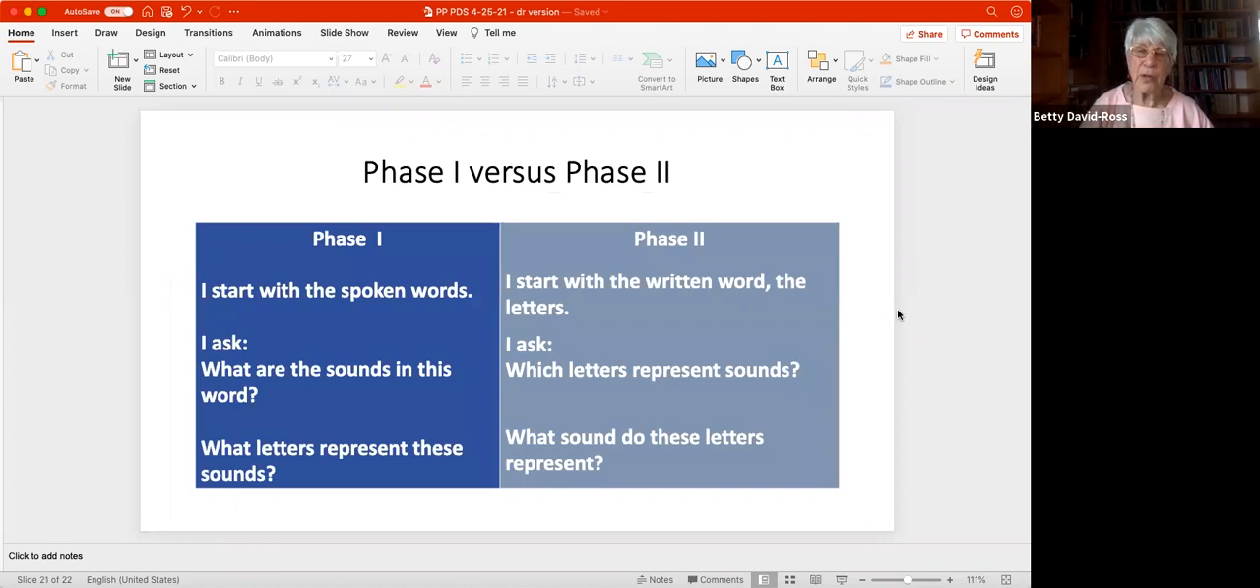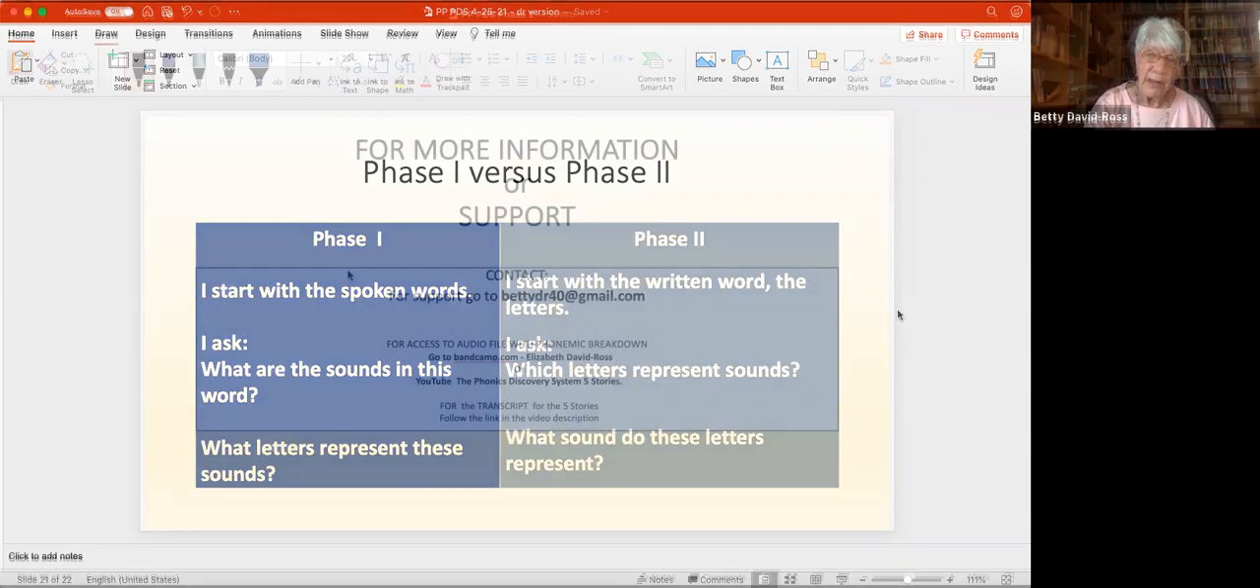This is just a review of phase 1 and phase 2. I start with the spoken words in phase 1. I ask what are the sounds in this word and then what letters represent them. In phase 2, I start with the written form of the word. I ask which letters represent sounds and what sounds these letters represent. And I will be covering phase 2 in a separate video.